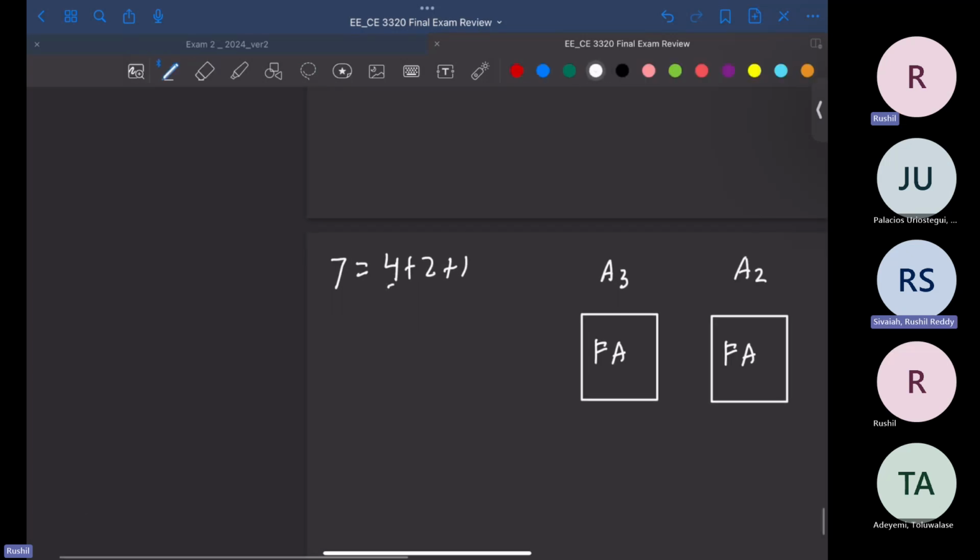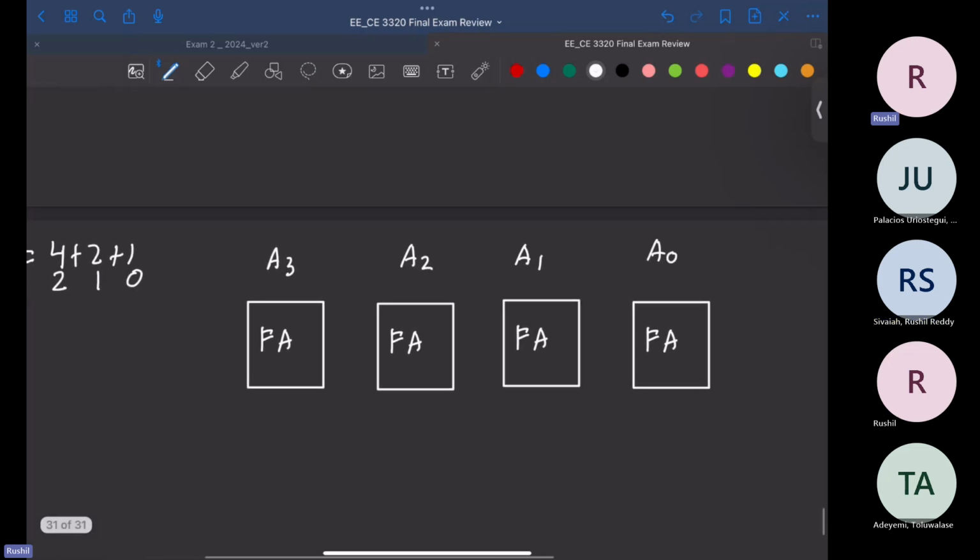So we need to shift by 2, shift by 1, shift by 0. So we're going to do that. So here, we'll stay here. And then to shift by 1, we'll go here. And then to shift by 2, we'll go here. And then for the next one, for A1, we need to shift by 0, shift by 1, and then shift by 2.